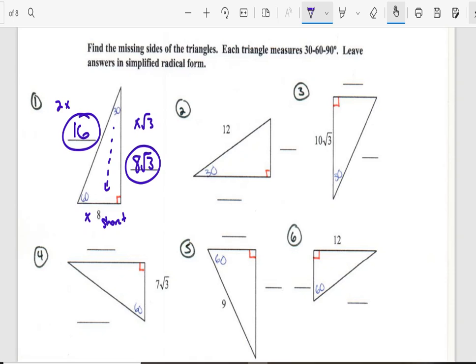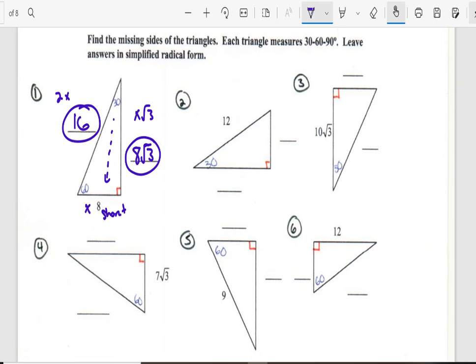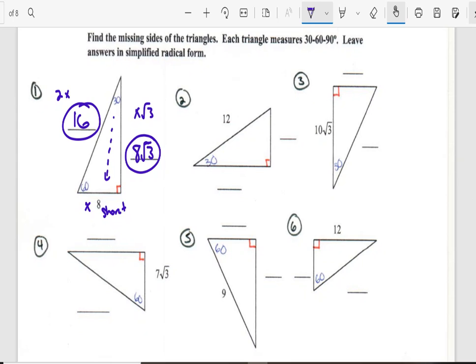Again, that's ideal if you get the short leg to start, because you don't have to do any working backwards. Everything comes straight from the short leg. I'm going to go to 4 next, and I'll go back up. For number 4, 4 is also starting with the short leg. Again, if this is 60, that means this one's 30. That's the short. The short is x, the long is x root 3, the hypotenuse is 2x.